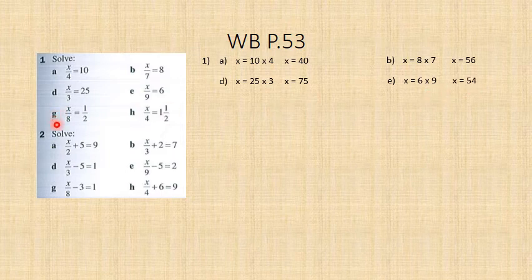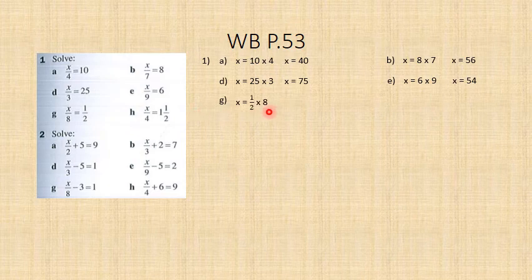And question G has the same idea. Here I have x over 8 equals 1 over 2. It's the same thing. Here x over 3 equals 25, x over 3 equals a number, and here x over 8 equals a number. So I will make the inverse operation and balance. So the inverse operation of divide, I will multiply. So I will have x equals half times 8.